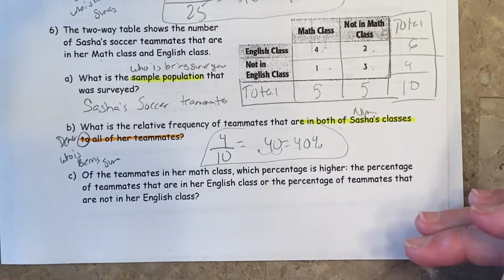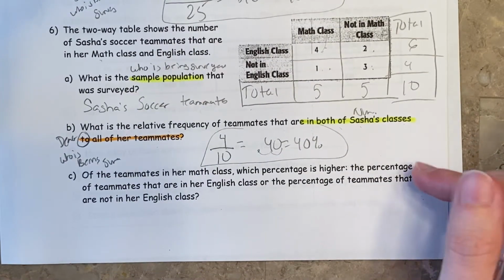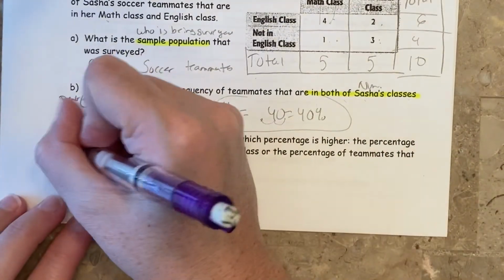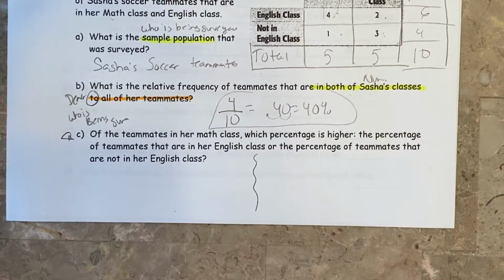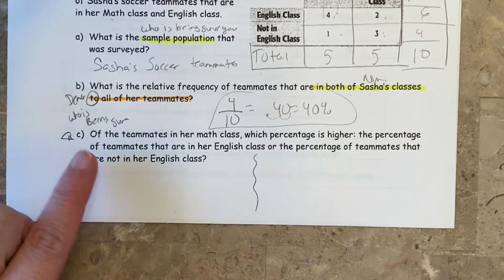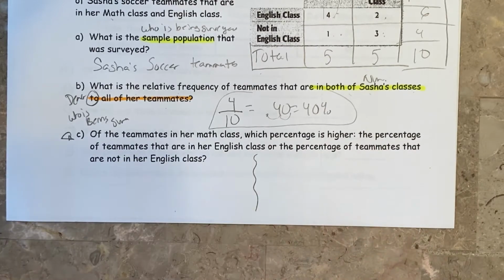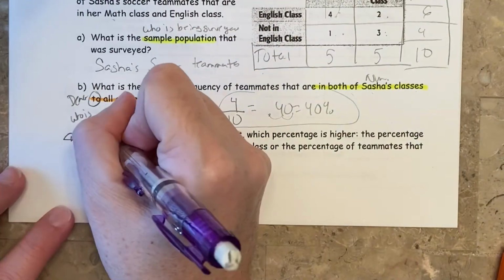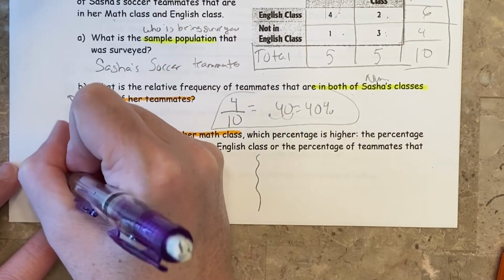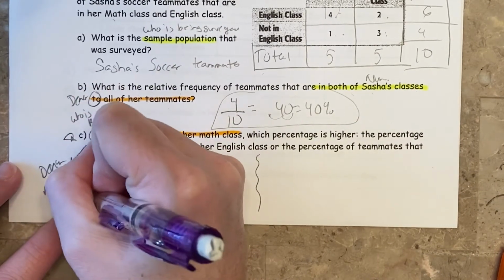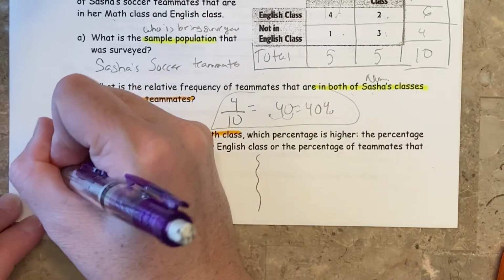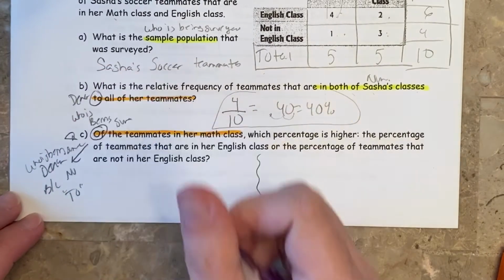All right. Of the teammates in her math class, which percentage is higher? The percentage of teammates that are in her English class or the percentage of teammates that are... okay, so this is one of those really super tough ones again. This is going to be that comparison. Okay. Do I see the word "to"? No, I don't see the word "to" anywhere. So now we have to default back to the "of" rule. There we go. So here's the word "of." You're going to use that. This is going to be your denominator because there's no "to." So this is who I know is being surveyed.